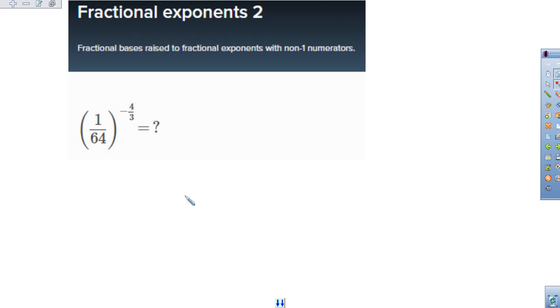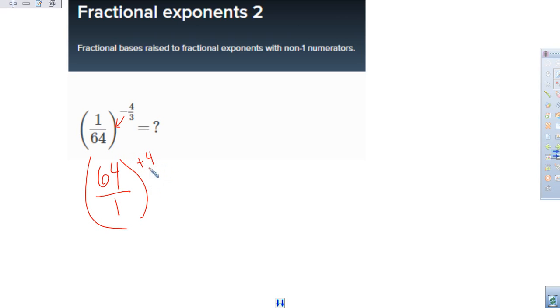Okay, so here we go. We're going to try and figure out what this is telling me to do. This says take 1 over 64, raise it to the negative 4/3 power. So the first thing I see is that negative sign, which tells me to invert the fraction here. So it's going to be 64 over 1 raised to the negative 4.